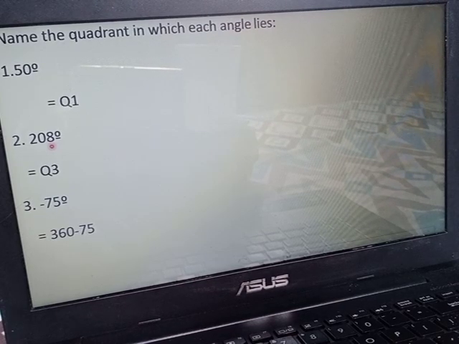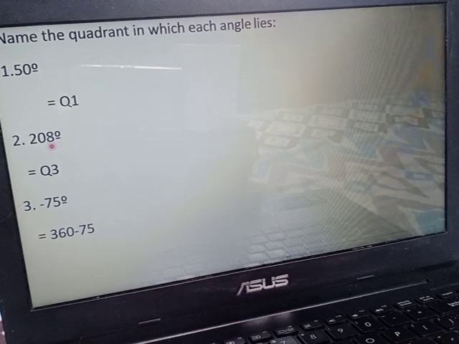For this case, we will subtract 75 from 360. Since it is negative, we have 360 minus 75, which is 285. And 285 lies on quadrant 4.